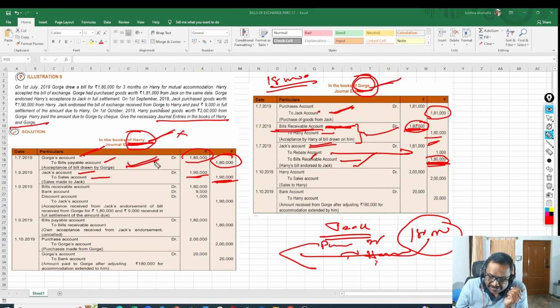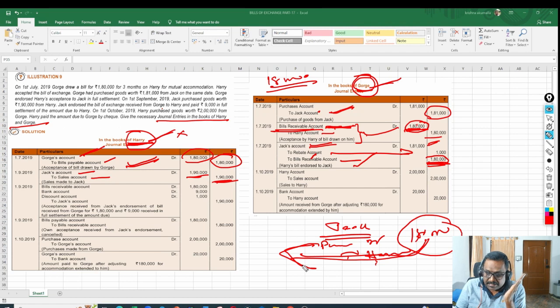The first entry you see, the first entry is that only. So whatever he accepted, the same bill has come to him as a receivable now. Why? Because he sold goods to Jack. Since he sold goods to Jack, Jack has to pay that amount to Harry. He did not pay. What he did, he endorsed this 1,80,000 rupees to Harry. Jack endorsed 1,80,000 rupees to Harry. Guys, this is a beautiful problem. You have to be very, very careful in understanding.